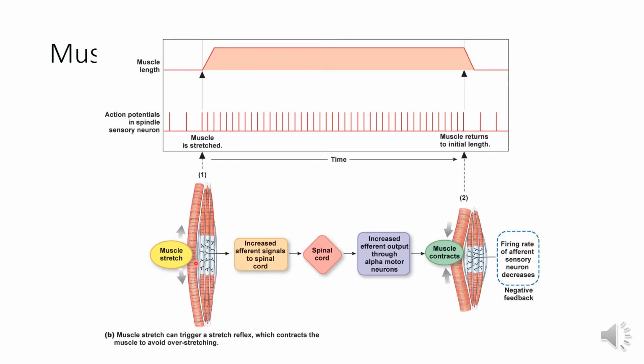Muscle stretch increases afferent signals to the spinal cord. Spinal cord stimulation increases efferent output through the alpha motor neuron. This will produce muscle contraction.